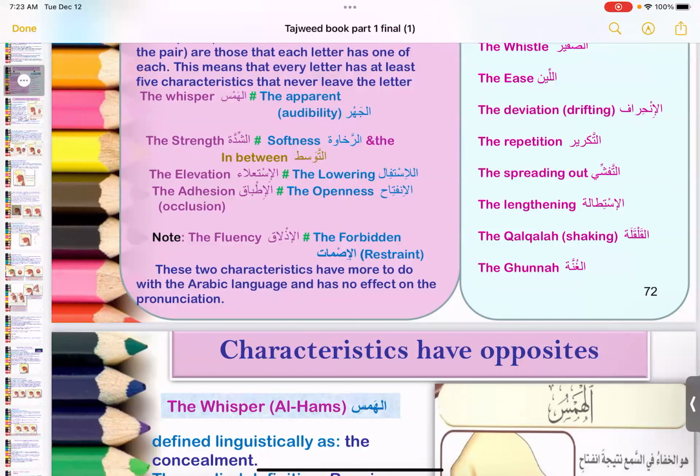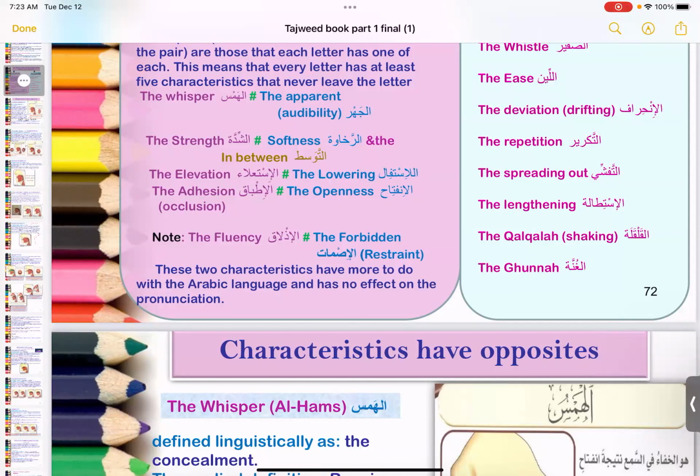When the sound is left to run, the letter becomes a weak letter. Okay, it becomes a soft letter. When there is partial stopping of the sound and partial running of the sound, it becomes a tawassut letter. It becomes in between. It is neither strong nor soft, but in between. That's why they called it tawassut.